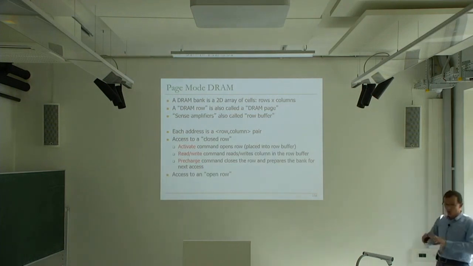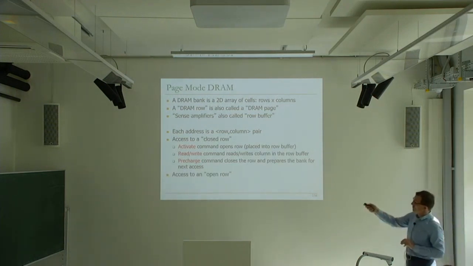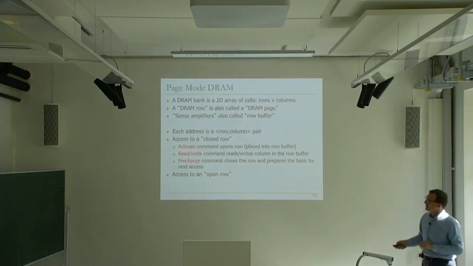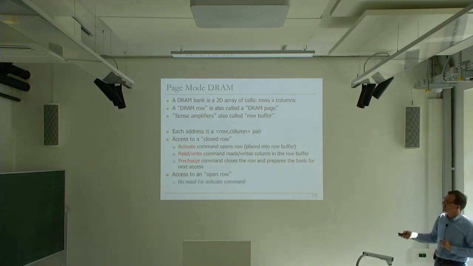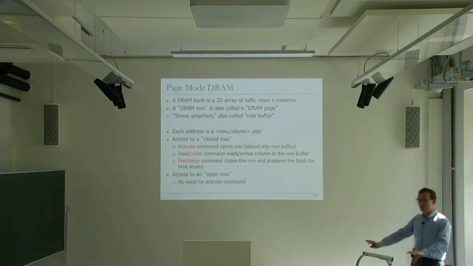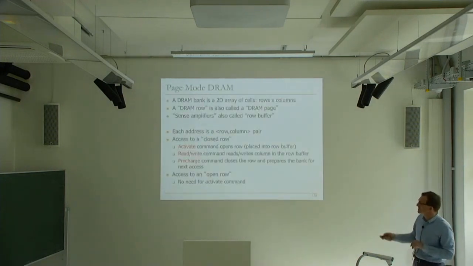Now, if a row is already open in the sense amplifiers, also called the row buffer, as I said, the access is much faster. Basically, you don't need the activate command because the row is already there in the sense amplifiers. You just need to read and write. And then when you're done with the row, you can precharge it.